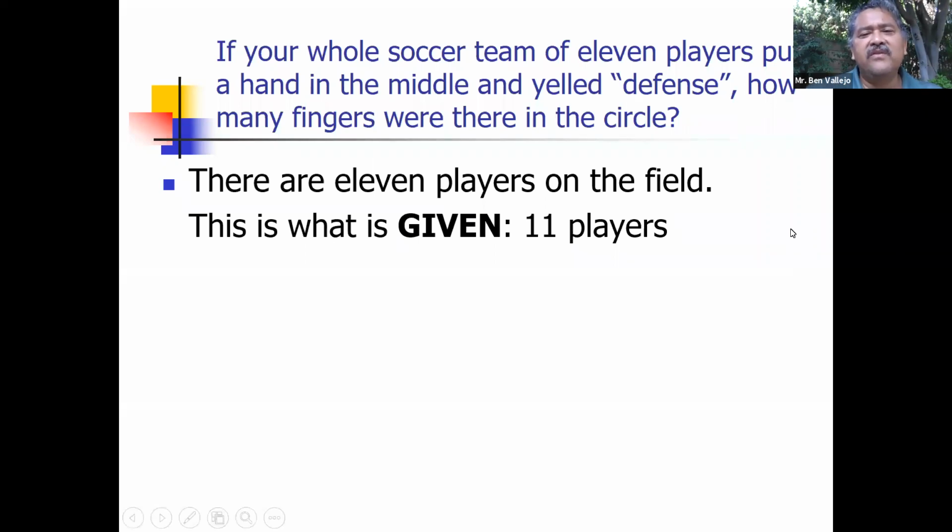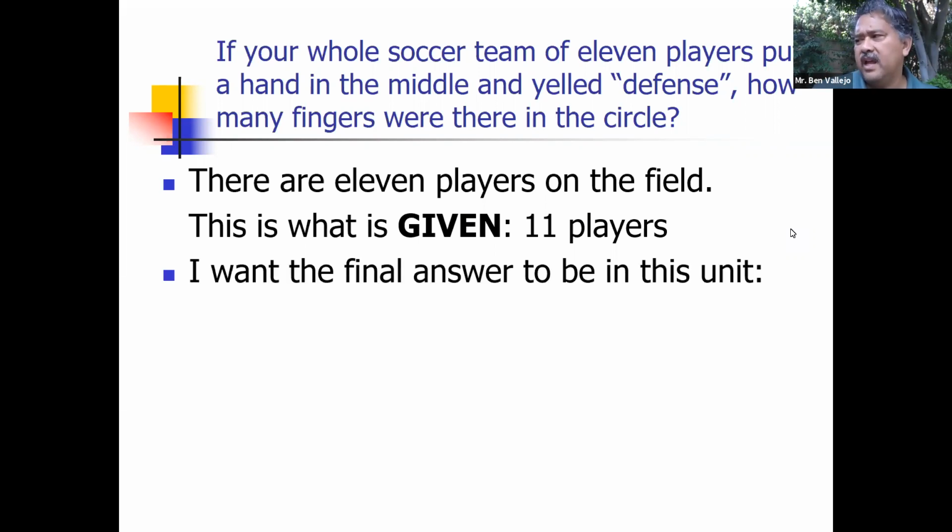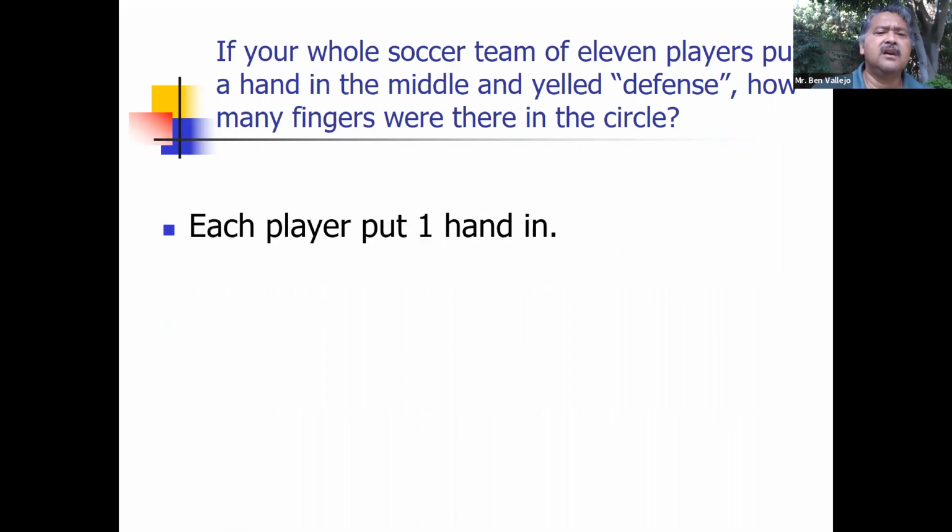There are 11 players on the field, and this is what we call the given. So what's given is that there's 11 players. And here's what we know. We know that there's a conversion factor, okay? And we also want to identify what units we want to end up with. And in the question, it says, how many fingers were there in the circle? So we want to get the fingers by the time we're done. So we have 11 players, and we want to get the fingers. So let's do it.